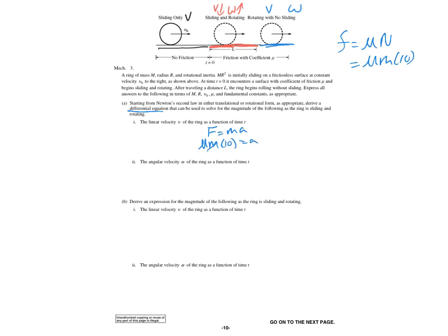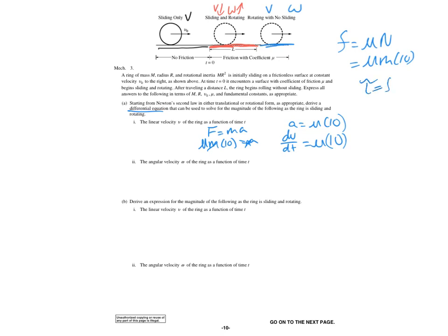The mass cancels. Basically, a would be mu times 10. And then we want the differential equation, so we're just going to do dv over dt equals mu times 10. And that's all we got to do. Leave it there. Okay? For the angular velocity, we want the torque.